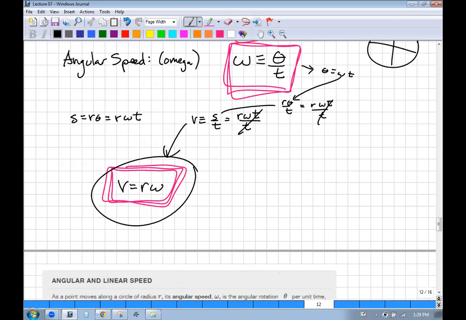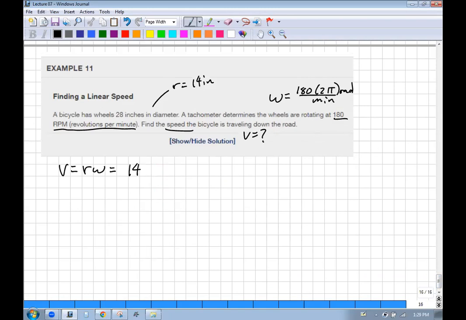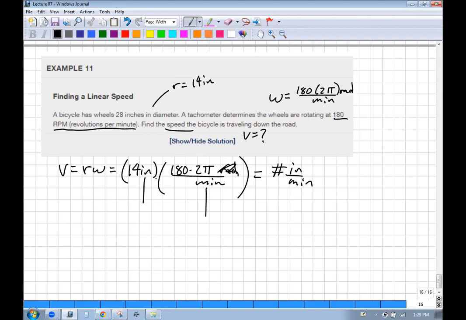So r is 14 inches, and omega here is 180 times 2 pi radians per minute. Here we're looking for length per time. So let's throw away the word radians, right? So this is 14 times 180 times 2 pi. That's just some number of inches per minute. Just plug it in your calculator, right? This is linear speed. It should be length per time, okay?